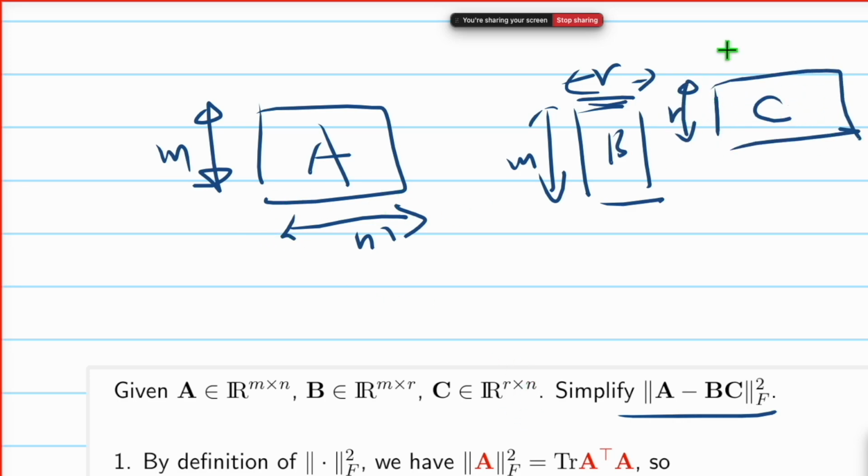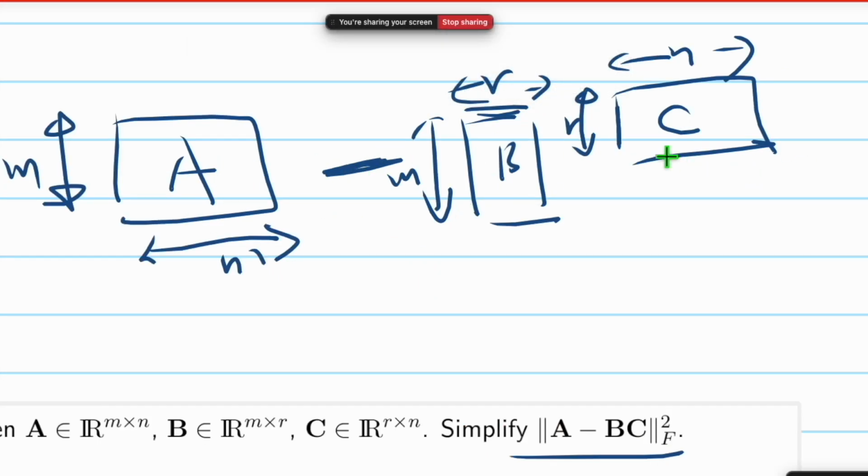So C, this is R, this is N. So these two multiplied together should give me this. I want to subtract them because they have the same dimension, so of course I can subtract them. Okay, so this is the whole thing. I want to expand this.